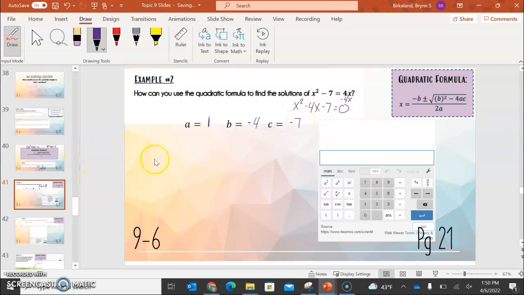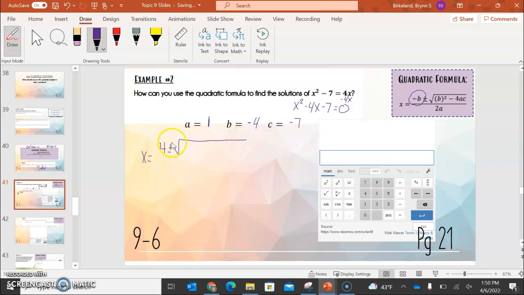To follow our quadratic formula, we will start with our x equals. We want to think of this first part of the formula. It says negative b. Please note that that is not always a negative value. I like to think of it as the opposite of b. So instead of our b is negative 4, the opposite of that would be a positive 4. Then we continue with plus minus.